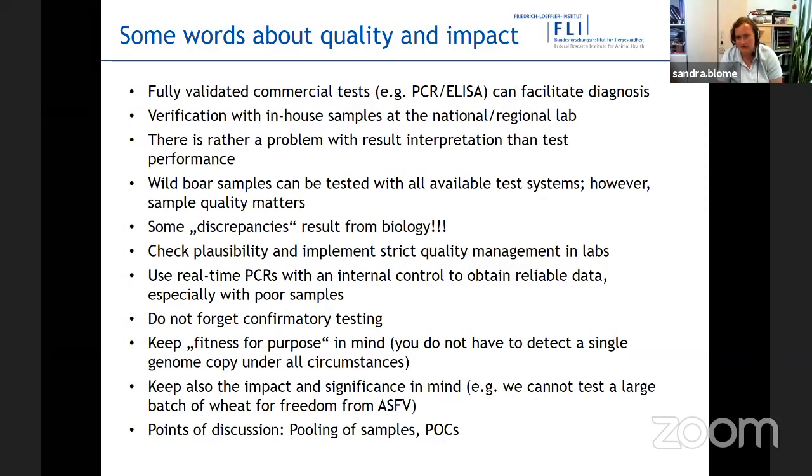Wild boar samples can be tested with all available test systems. However, the sample quality matters, but this is not a problem with wild boar. It would also be a problem with domestic pigs. And please keep in mind that some discrepancies result just from biology. So please check the background, check plausibility, and do not just take figures for granted.